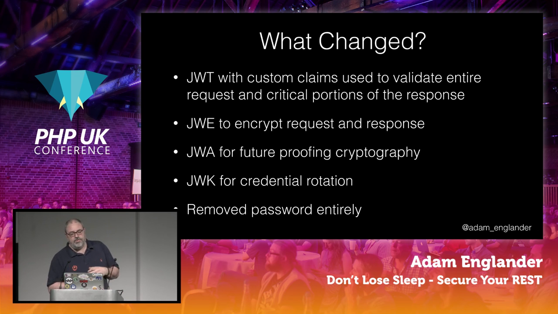So we used JWT, JSON Web Token, with custom claims to validate the entire request and critical portions of the response. We used JSON Web Encryption to encrypt the request and the response. We used JSON Web Algorithms to future-proof our cryptography. We used JSON Web Keys for credential rotation, and we removed that little password that you used to send in the encrypted thing altogether, because it wasn't necessary anymore, because we could validate all that stuff with RSA.